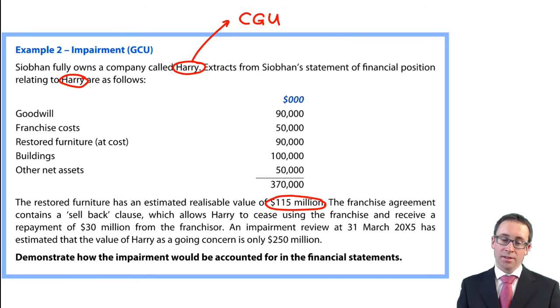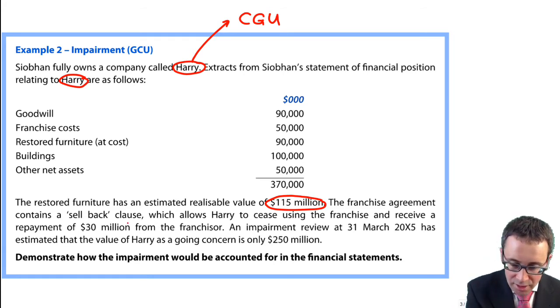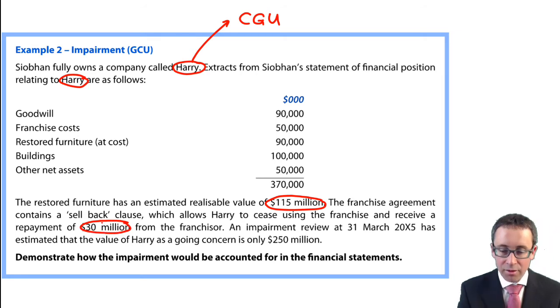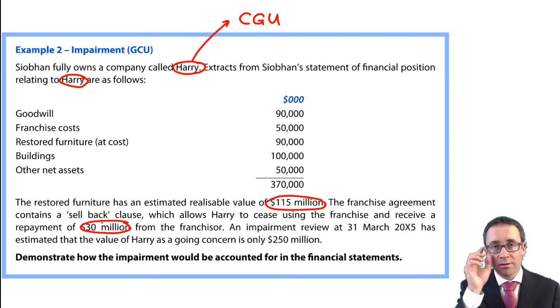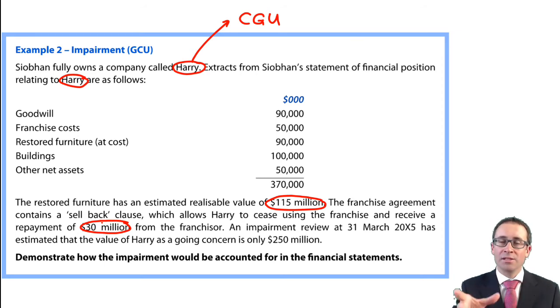So that's what it is worth. The franchise agreement contains a sell back clause, which allows Harry to cease using the franchise and receive a $30 million payment from the franchiser. So we've franchised the business out, and it has a value in our financial statements because that's what we paid. But if it's not going well, then we can sell it back, cease the business, and that's what we would sell it back for.